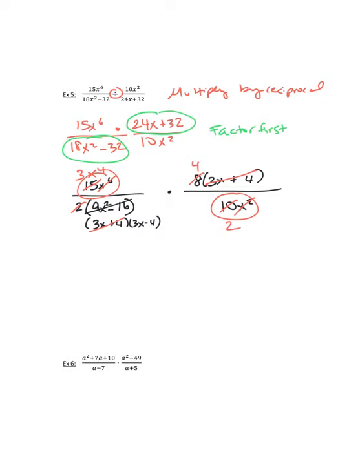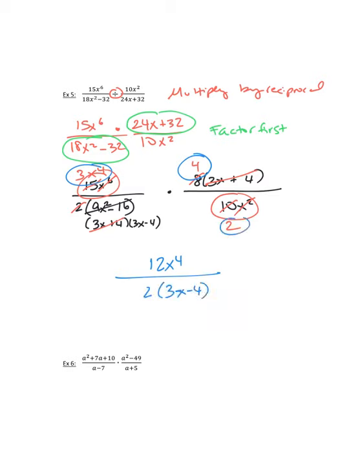So in the numerator, I'm going to multiply the monomials that are remaining. So I have 3x to the 4th times 4. Since they're monomials, I do multiply them. I don't leave them in factor form. So this is going to be 12x to the 4th. In the denominator, I have 2 and I have 3x minus 4.